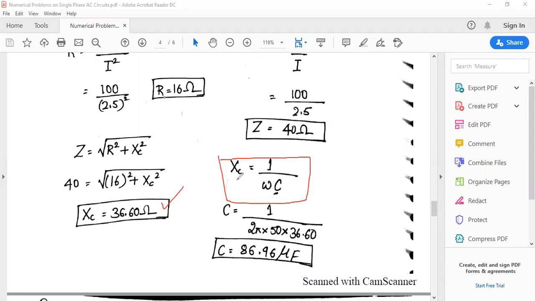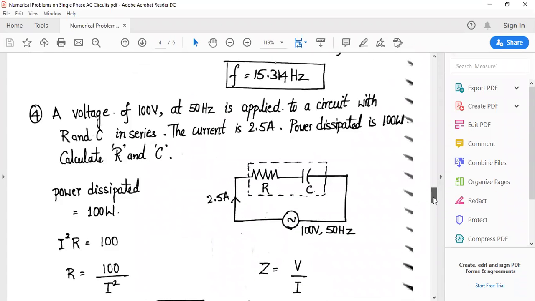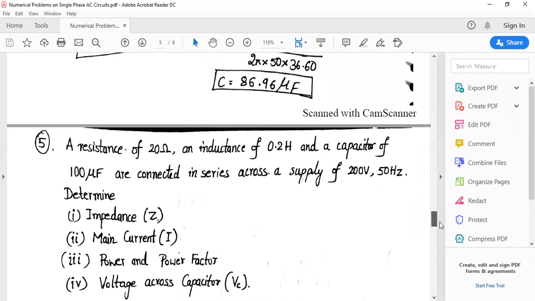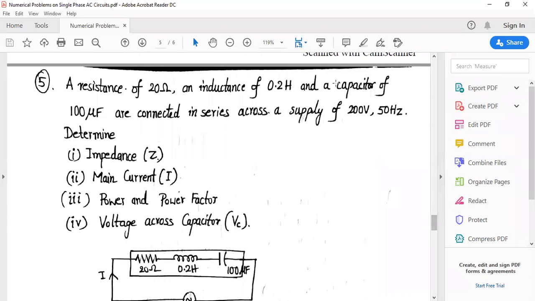XC is 1 divided by omega C. The value of C can be found out by 1 divided by 2 pi into F, 50 into 36.60. The value of C is 86.96 microfarad. Okay, so that's how we can proceed with the current problem. So read the problem carefully. What is to be found out, you just make a note of it and go for the next problem.